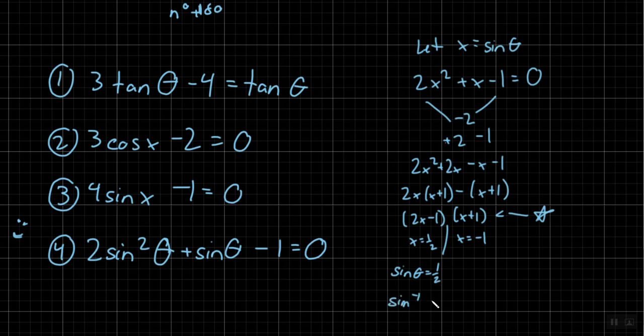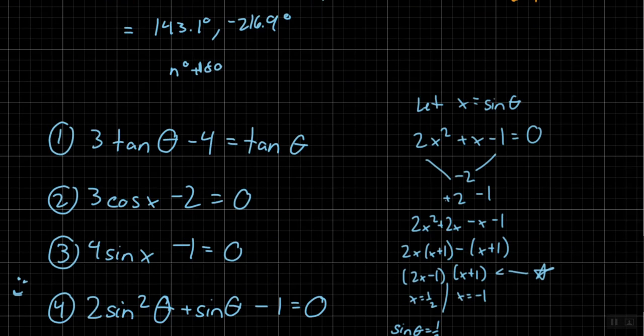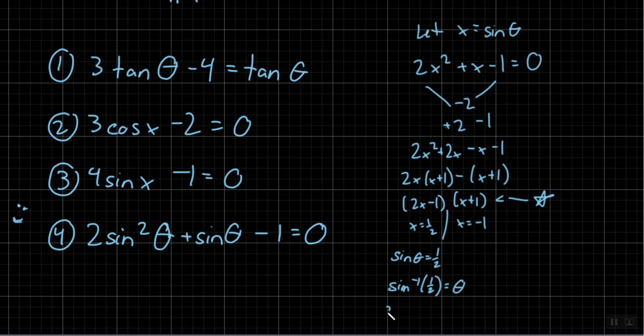Inverse of sine of both sides. Where is sine theta positive 1/2? 30 degrees and what else? This is in quadrant 1, right? It should be 150 because we also need to be in quadrant 2. Okay, that is one side.